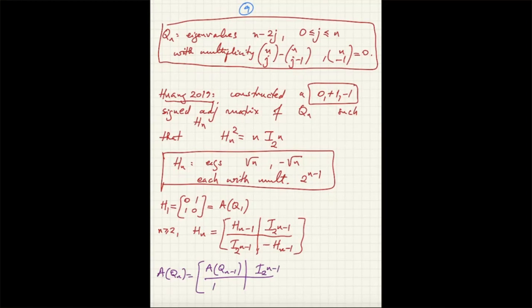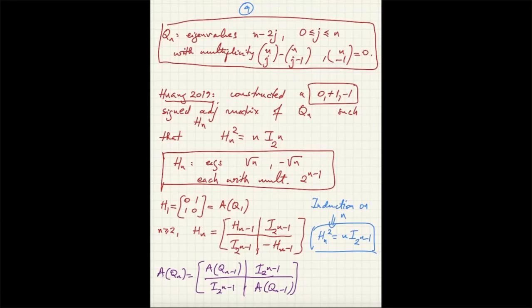Here it was with A_{n-1}. So this is the block where things change. And using induction on n, it's actually quite easy to prove that H_n squared equals n times I_{2^n}. If you know that H_{n-1} satisfies this property, you just raise H_n to the power 2 and it follows.